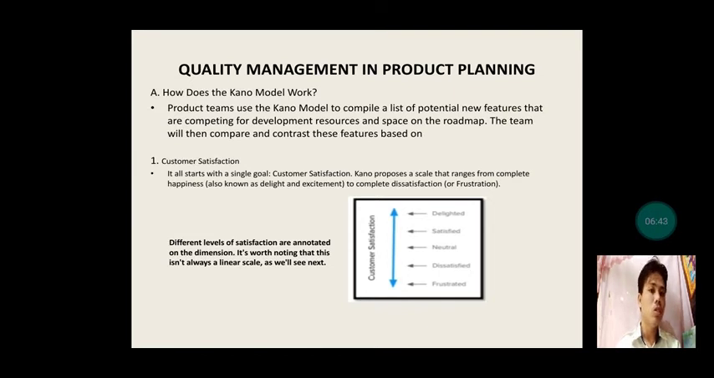Customer satisfaction starts with a single goal. Kano proposes a scale that ranges from complete happiness, also known as delight and excitement, to complete dissatisfaction or frustration. So the main goal of product teams is to reach the highest customer satisfaction, which is delighted.